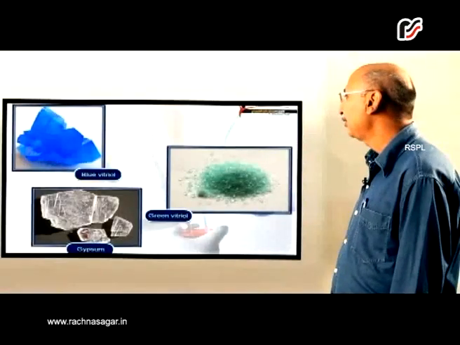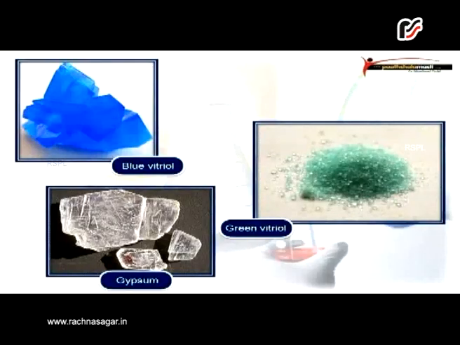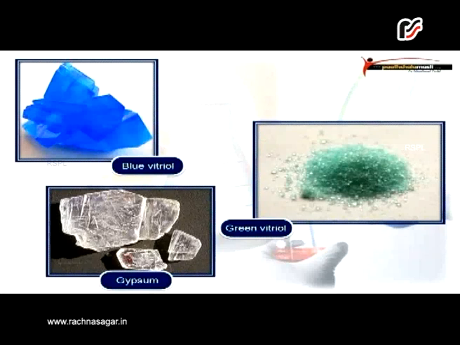Now we are going to show you the crystals of blue vitriol and gypsum. Blue vitriol is copper sulfate into 5H2O. This 5H2O is water of crystallization. Gypsum is calcium sulfate into 2H2O. It is used for manufacture of cement. Green vitriol is FeSO4 into 7H2O. Green vitriol is also called folic acid. It is used as a medicine for anemic patients.